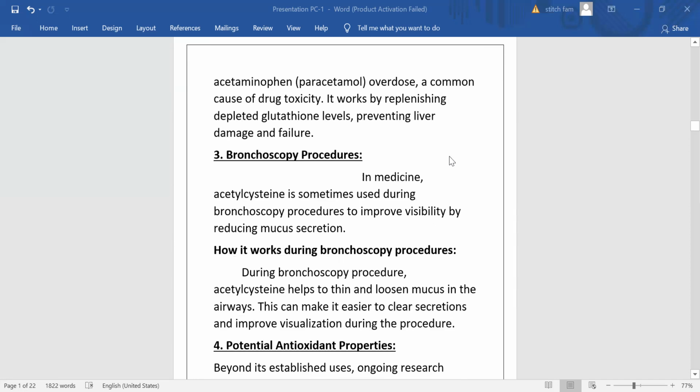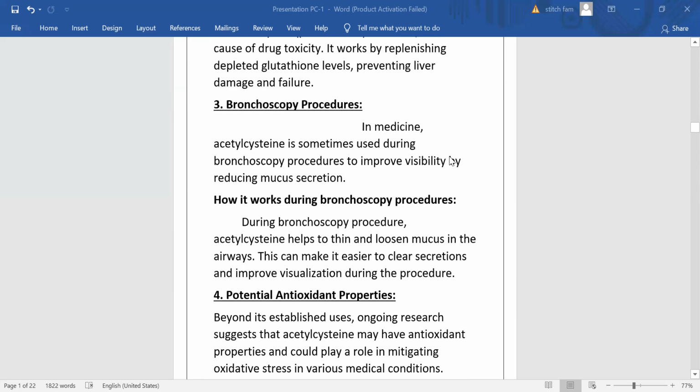Number three, bronchoscopy procedures. In medicine, acetylcysteine is sometimes used during bronchoscopy procedures to improve visibility by reducing mucus secretion. How it works during bronchoscopy procedures. During bronchoscopy procedures, acetylcysteine helps to thin and loosen mucus in the airways. This can make it easier to clear secretions and improve visualization during the procedure.